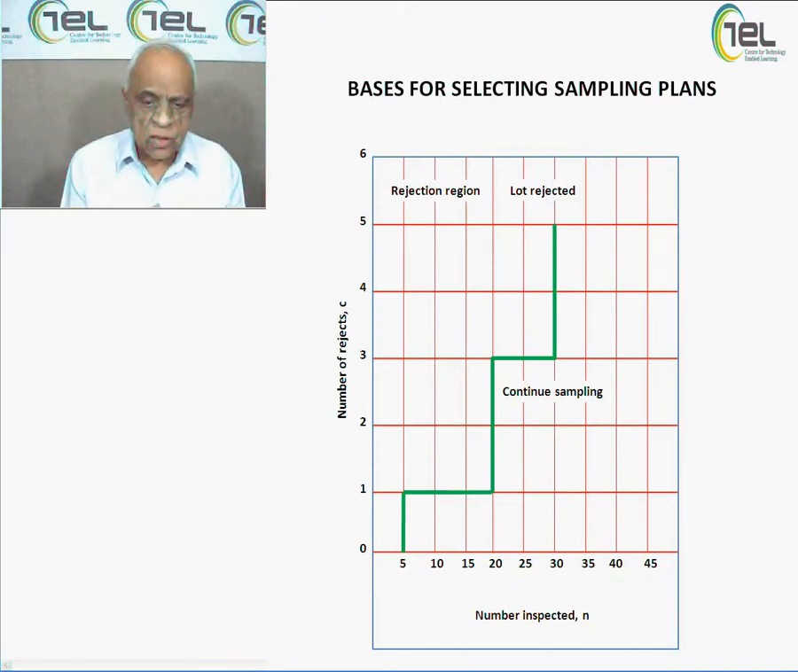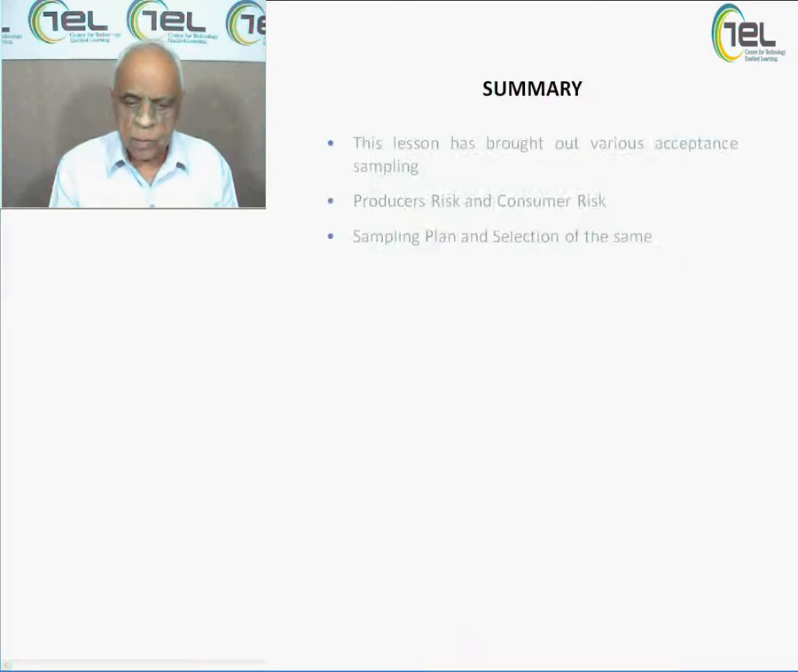Again, the number of rejections, C, is on the y-axis on the left side, and on the ground the number of inspections, N. We have got a rejection region, we have got lot rejection, and we have continuous sampling. This is how things will start producing, and it will carry on. Wherever the possible rejection will be there, there is a region for rejection, that lot will be rejected, and then we have picking up the continuous samples and trying to ensure meeting all the quality requirements.